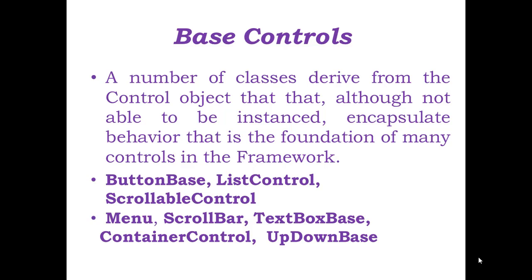This first one is base controls. A number of classes derived from the control object that, although not able to be instanced, encapsulate behavior that is the foundation of many controls in the framework. So some types of base controls: button base, list control, scrollable control, menu, scroll bar, text box base, container control, up down base. These are the controls relevant to particular members or properties to be linked with each and every base control.